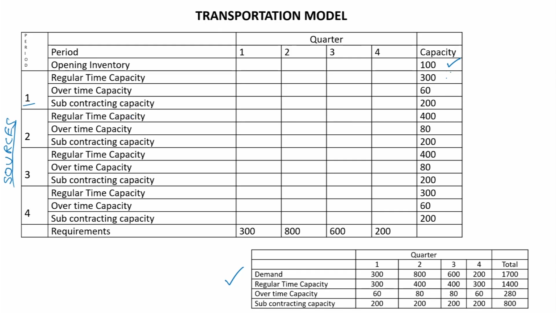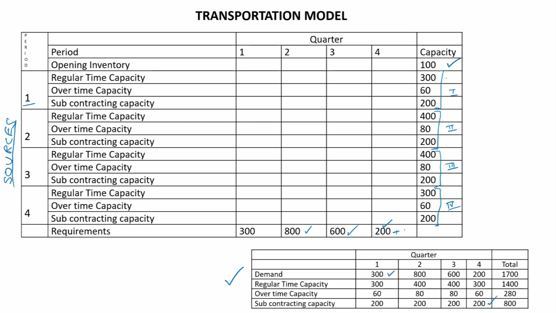Similarly, in quarter 2, I have certain capacities of regular time, overtime and subcontracting. In quarter 3, I have certain capacities, and in quarter 4 also I have certain capacities available with me. And then there is the requirements, the demand. In quarter 1 I need 300 units as written here, in quarter 2 I need 800 units, in quarter 3 I need 600 units, and in quarter 4 I need 200 units.